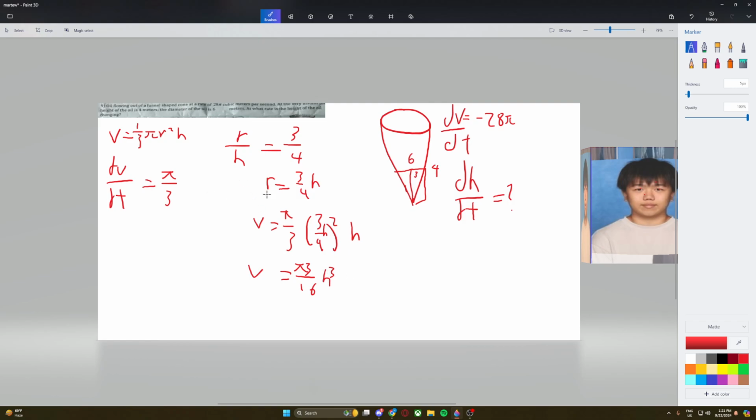So with that new information, let's fix this to be 3 pi over 16 times 3h squared dh/dt.